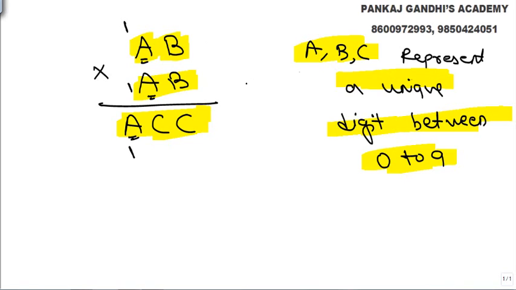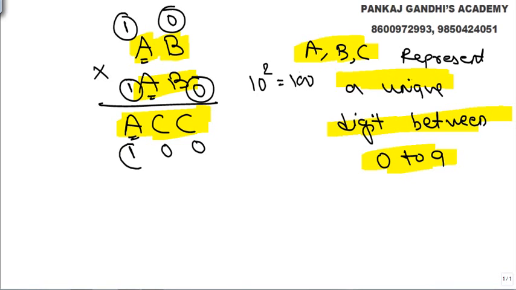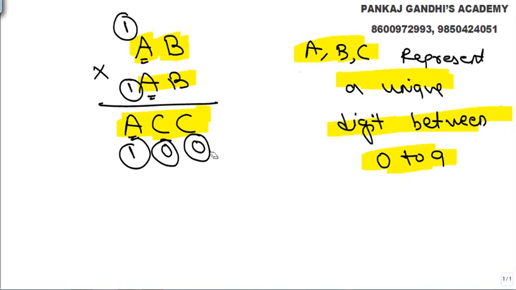Now, it can be 10. 10 square is 100. If A is 1 and B is 0, 10 into 10 we will get 100. Then B will also be 0 and C will also be 0. That is not possible. So AB cannot be 10. So that's what we know: 1 is there but it cannot be 10.